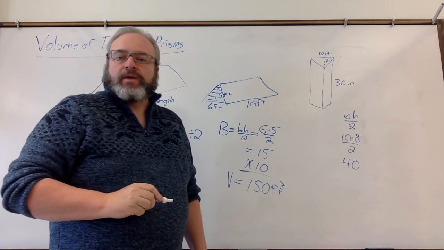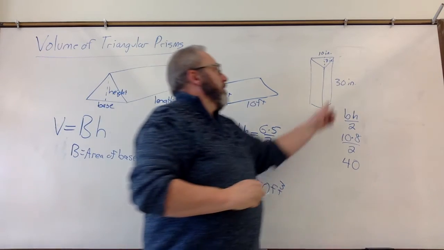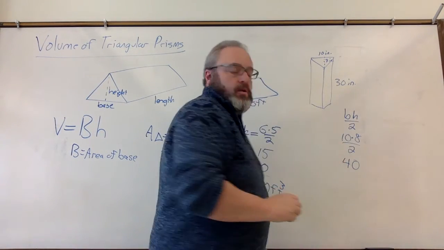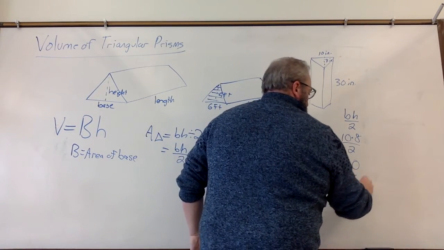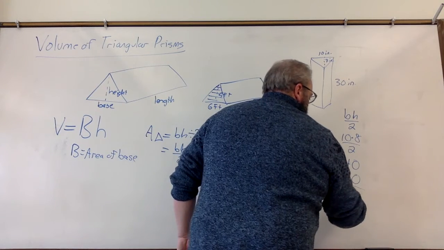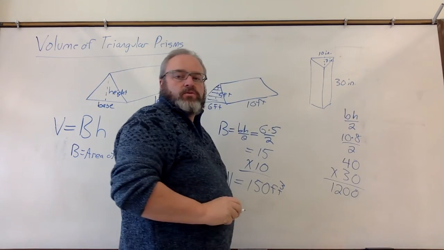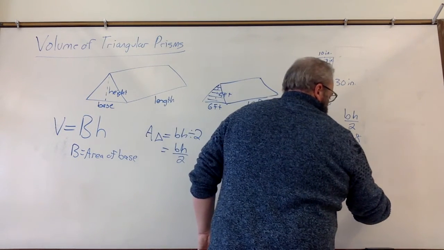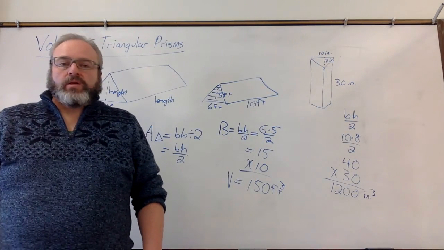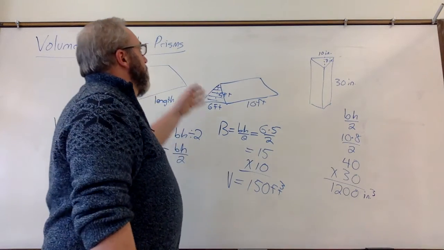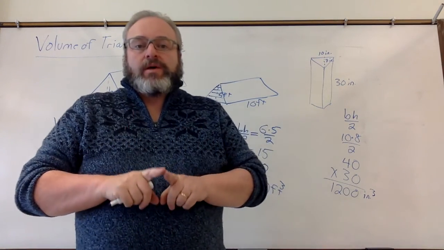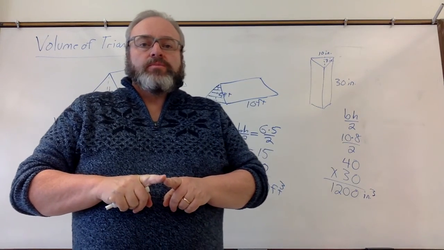Then we need to multiply that by the height. This truly is the height this time because it's standing on end. So times 30. 40 times 30 is 1,200 cubic inches.